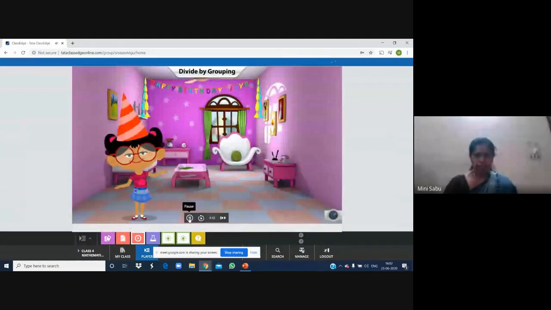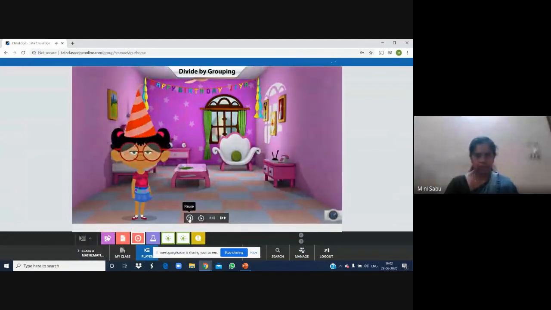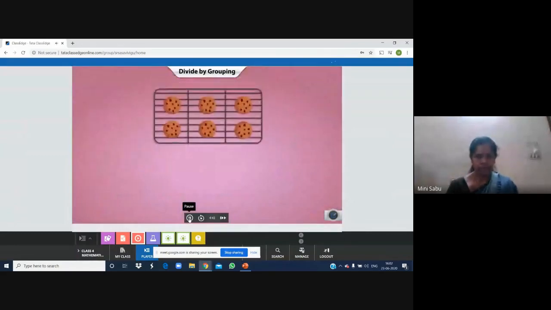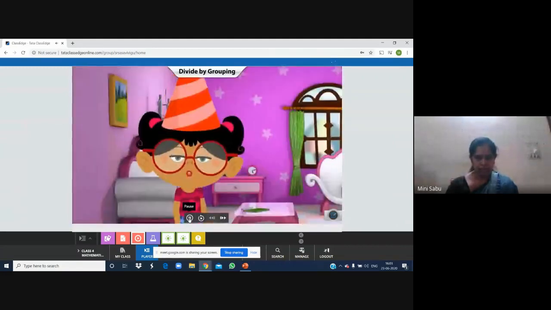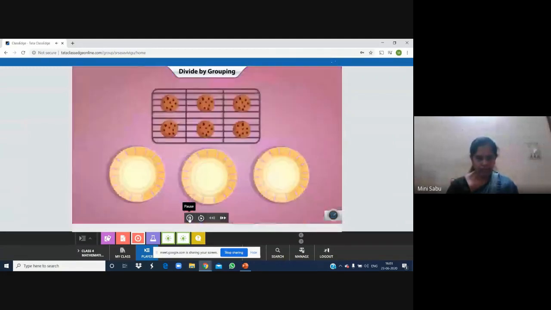It's my birthday today, and my mom has made arrangements for a party. Mom has made some yummy cookies. I need to distribute these 6 cookies equally among 3 plates. Can you please do that for me? I can drop the cookies into the plates, distribute them equally.